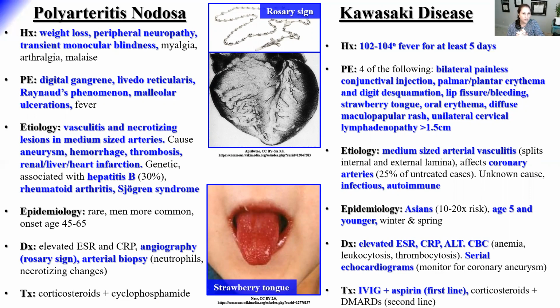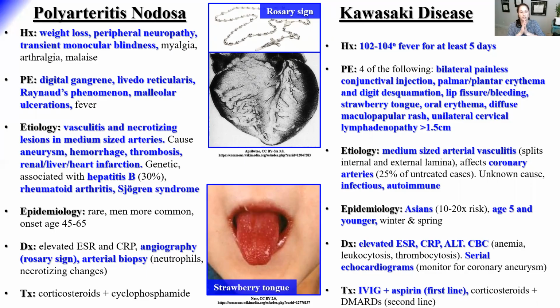The most common question you'll be asked about polyarteritis nodosa is going to be on angiography. When you're looking at those vessels, what is it going to look like? It's called the rosary sign, and it looks like little rosary beads that you can see in the affected arteries. If you do a biopsy of those arteries, you'll see incorporation of neutrophils, necrotizing changes to that artery. Treatment for that is going to be corticosteroids and cyclophosphamide.